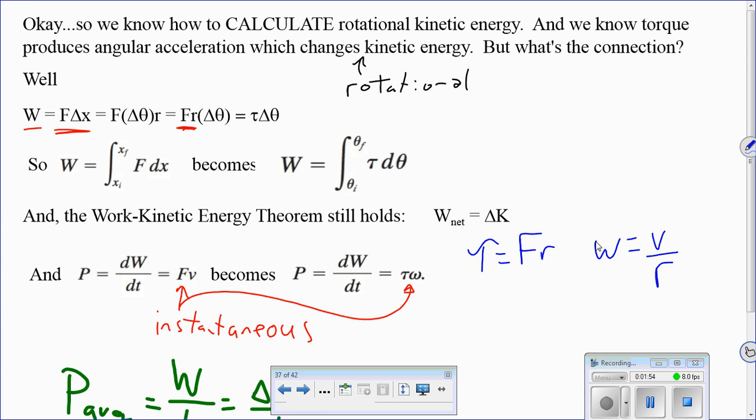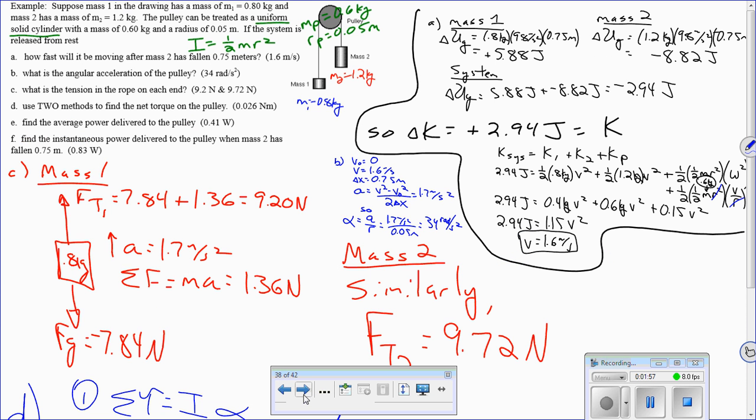So the last two questions were to find the average power and the instantaneous power. For average power, we have to figure out how much work was delivered to the pulley and divide it by the time it took. So, thoughts about how to find those two values? Good. Find the change in energy for the pulley, and then divide that by the time it took. I think the time is really the biggest obstacle here.